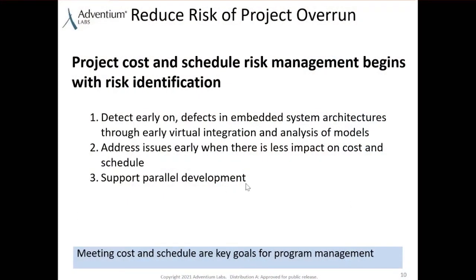Another thing that can really help budget is model-based development, and following the ACVIP process can support parallel development. As I'll talk about a little bit later, we can have models of different fidelity and different portions of the model, and you can develop components in parallel and still do very rapid testing by virtual integration. So meeting cost and schedule are key goals for program management.